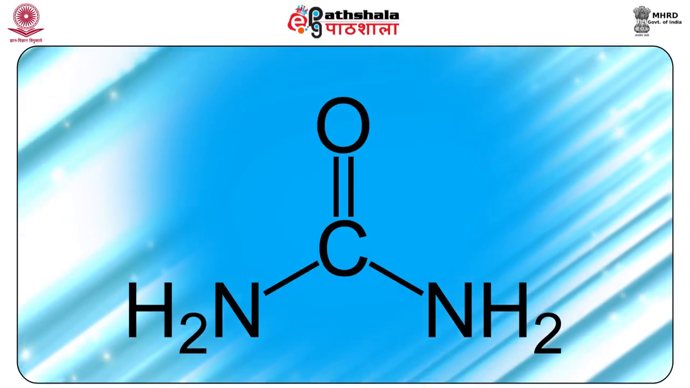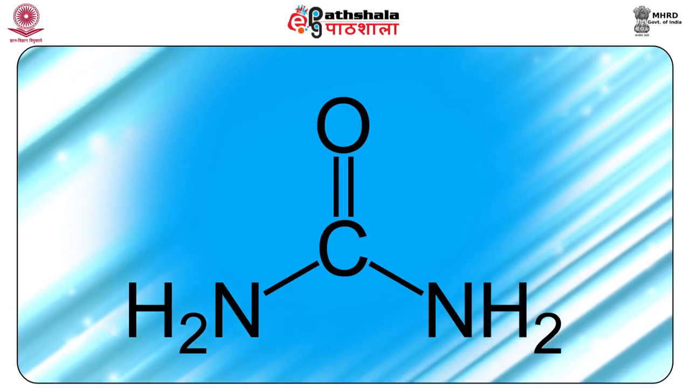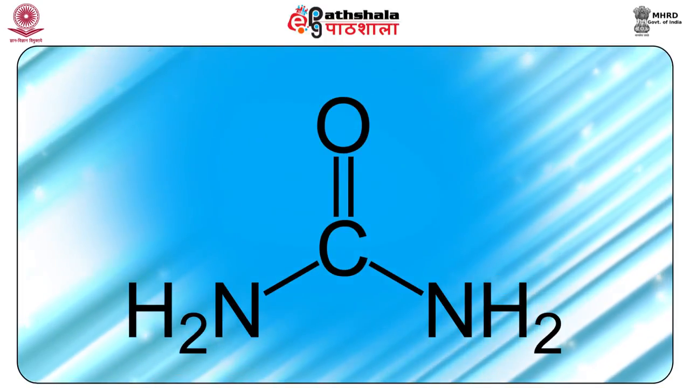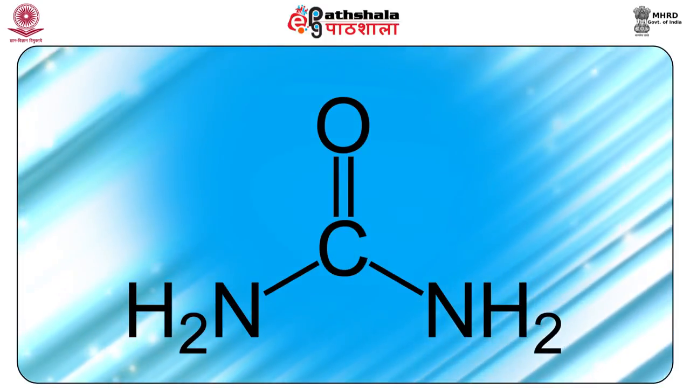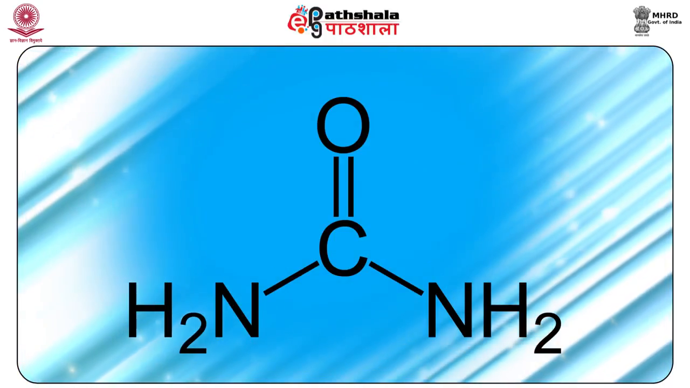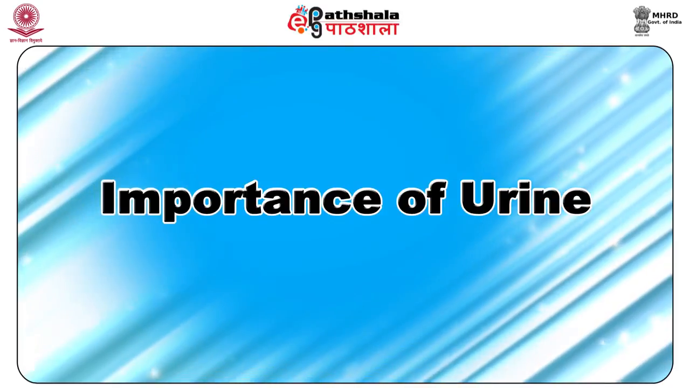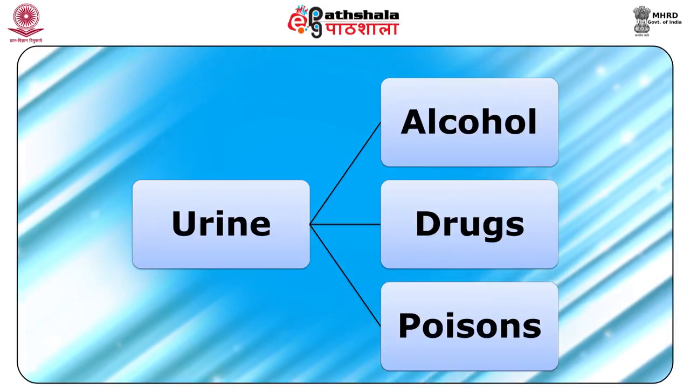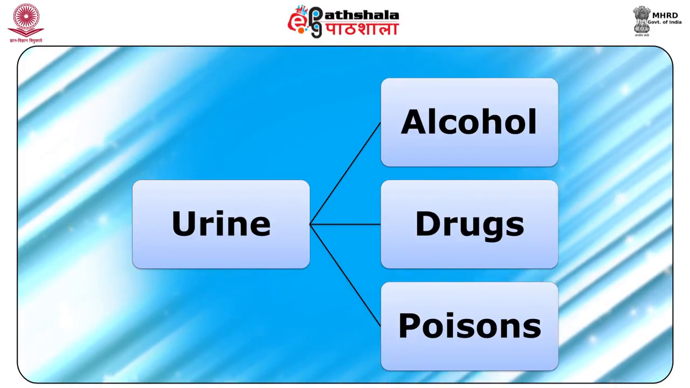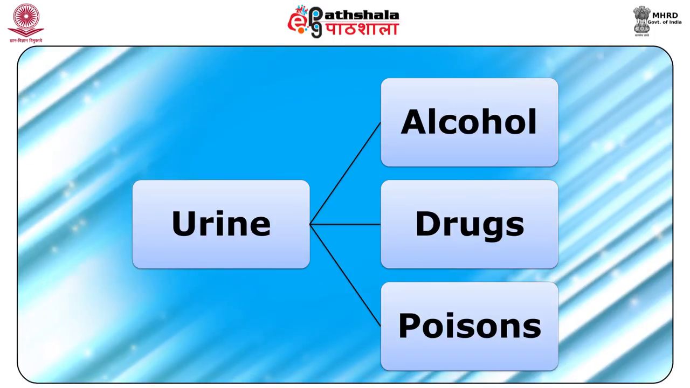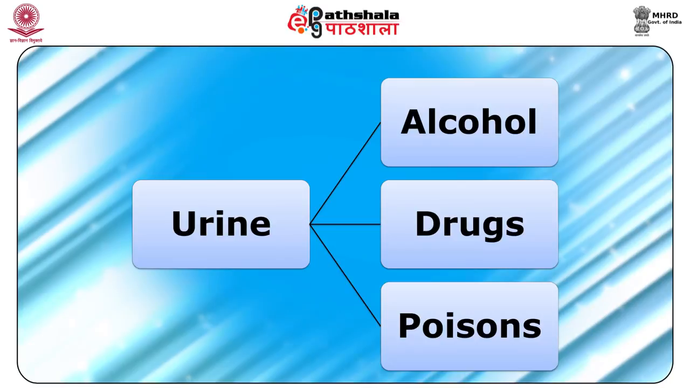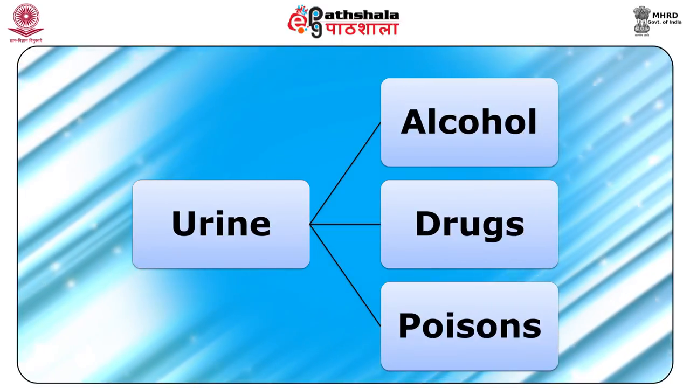Next is the chemical analysis of urine. Urine is principally water and contains inorganic salts and organic compounds together with proteins, hormones, and a broad variety of metabolites dependent on what is being taken into the body. Next is the importance of urine. Urine can be examined to contribute facts about the crime as well as its victim or the suspect. Urine can be used to test for alcohol, drugs, and poisons.